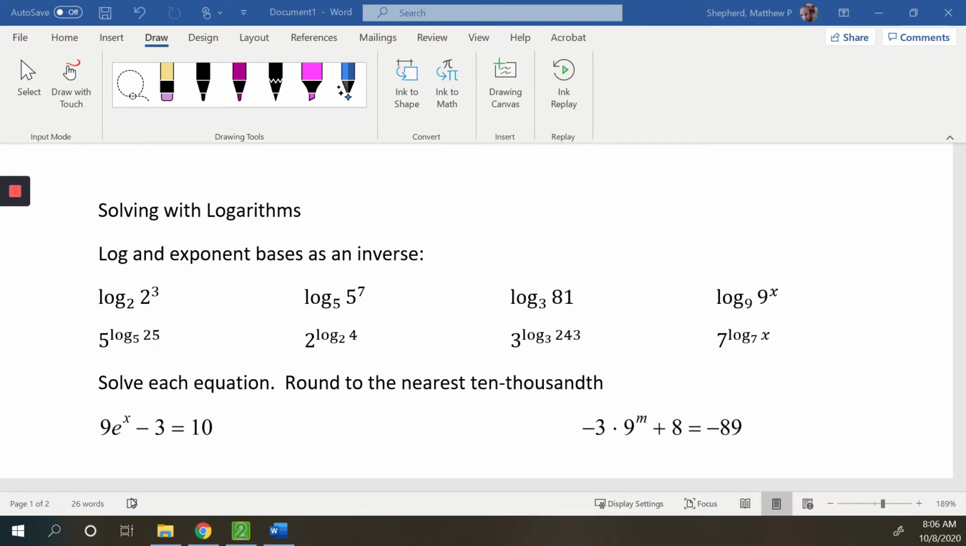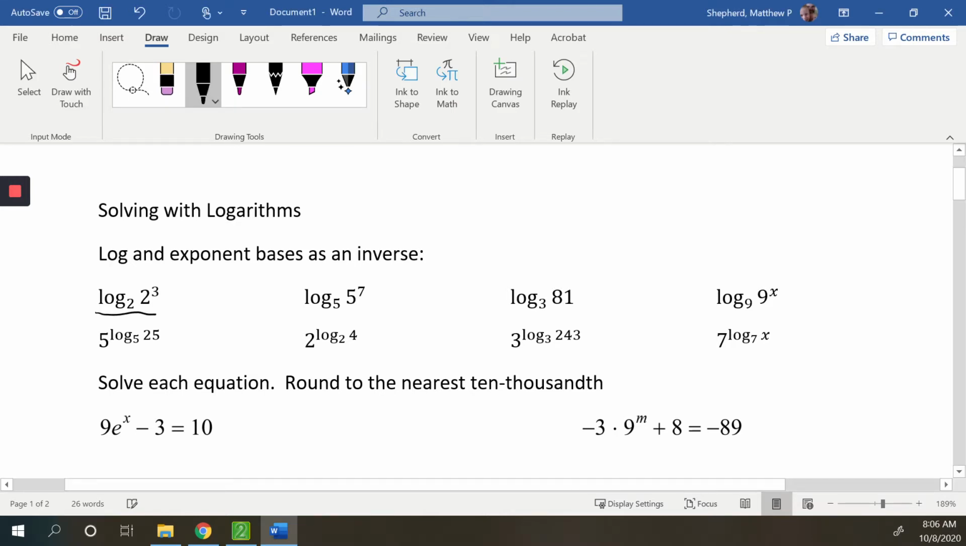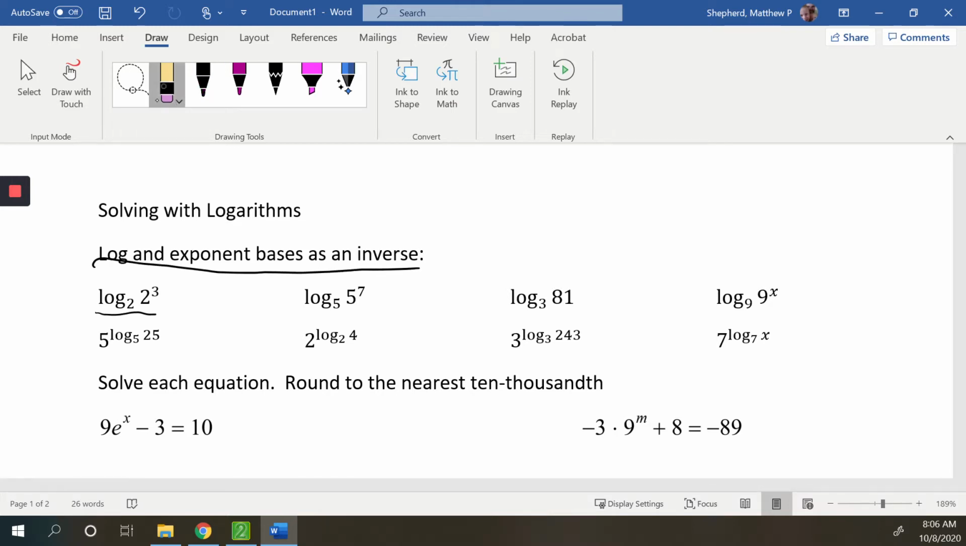Right here we've got several examples that are going to help us understand how to use the log and exponent bases as inverses. So first thing you need to remember is a log is asking the question, what power? What power of my base would equal this? So in what I've written here, what power of 2 would equal 2 to the power of 3? Well, that should hopefully be obvious. The answer was in there. 2 to the power of 3 would equal 2 to the power of 3. Therefore, the answer is just 3.